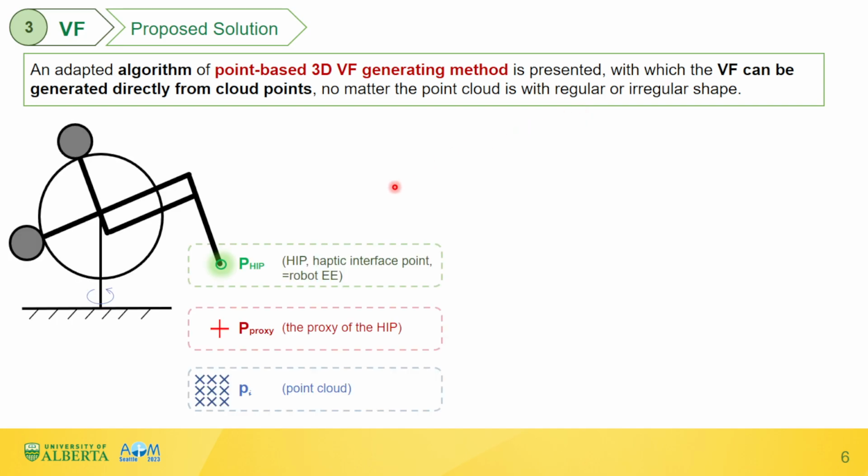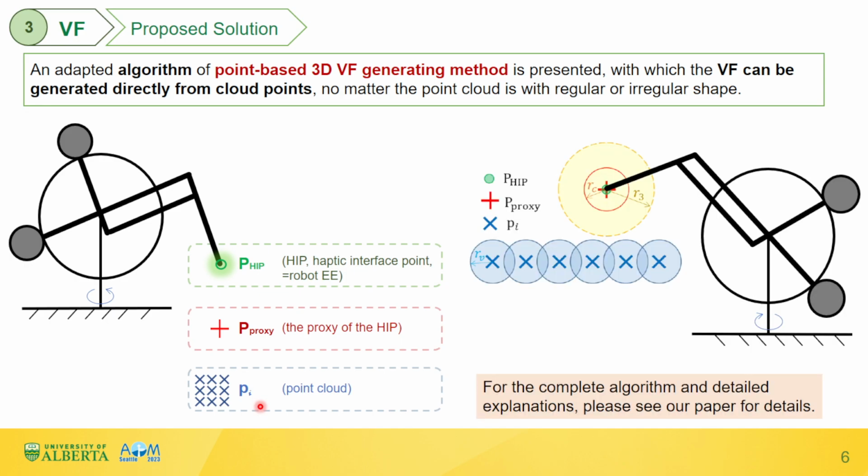Here are the three key parameters used in the algorithm. The first key parameter is p_HIP, where HIP is the haptic interface point, also equivalent to the robot end effector. The second key parameter is p_proxy, which is the virtual avatar of the HIP point. The third one is the small p_i, which is a single point in the point cloud. Based on the relative positions of these three key parameters, the VF algorithm is developed, as illustrated in the right-hand side figure. For the complete algorithm and detailed explanations, please see our paper for details.